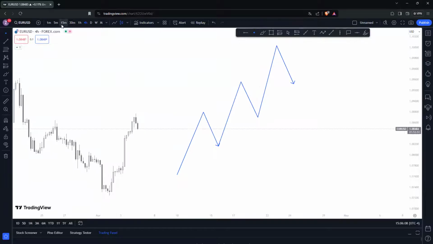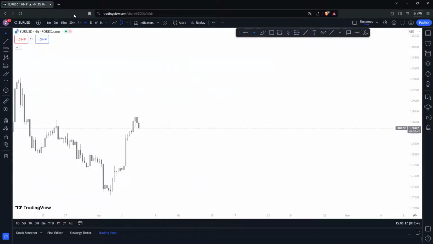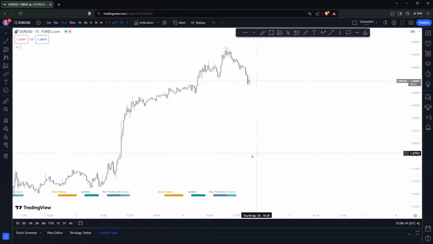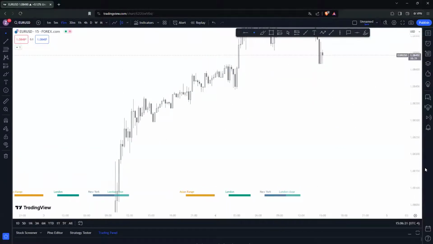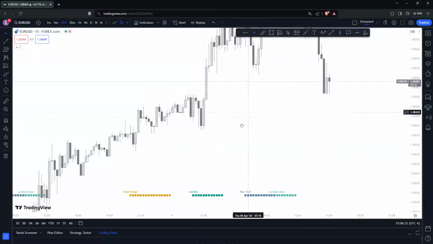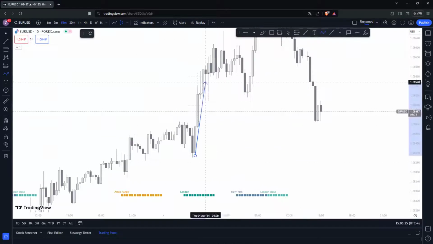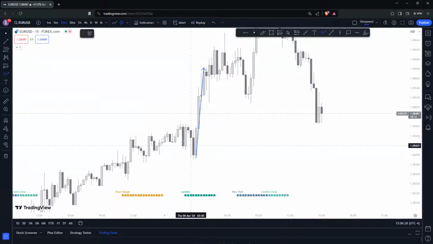We're going to be using the engulfs on M15 and M5 only. Those are the only time frames that we're going to be using the engulfs in. So let's go to the M15, look at structure breaks, and then identify the engulf. Here, as you can see, this is an up move, and this is the last pullback before the up move.